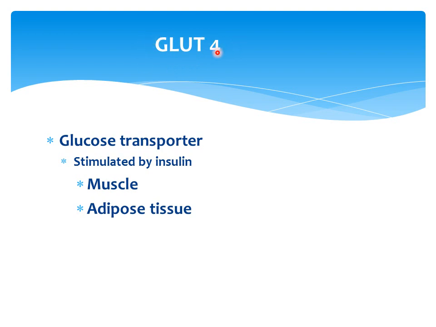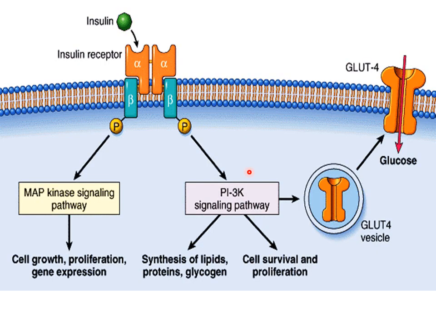So, glucose transporter 4 is the glucose transporter stimulated by insulin, and it is present in the muscle and adipose tissue. An important effect of activation of the phosphoinositol signaling pathway is translocation of glucose transporter present in the cytoplasm to the cell membrane so that glucose can enter from the blood into the cell.